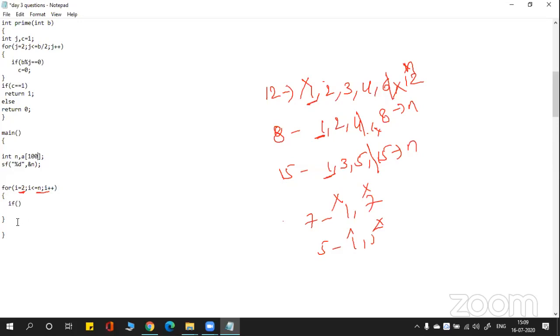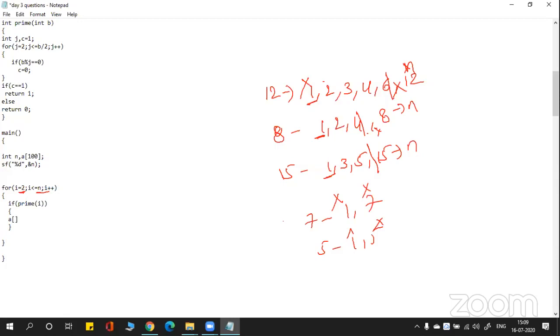For i is equal to 2, i less than or equal to n, now I should check whether a number is prime number or not. We have already written a function, so I'm writing if prime of i. So what is this if block? Whenever my number is a prime number, condition will be satisfied. If it is a prime number, that should be stored in an array.